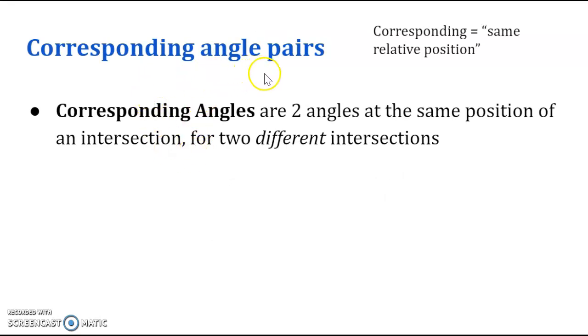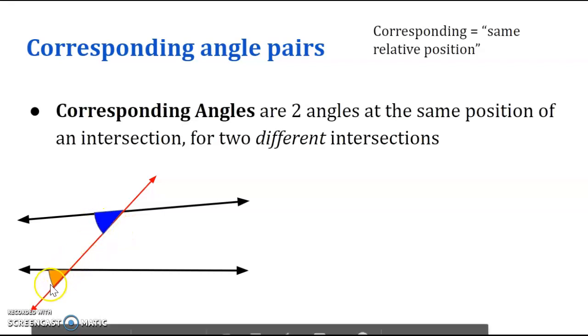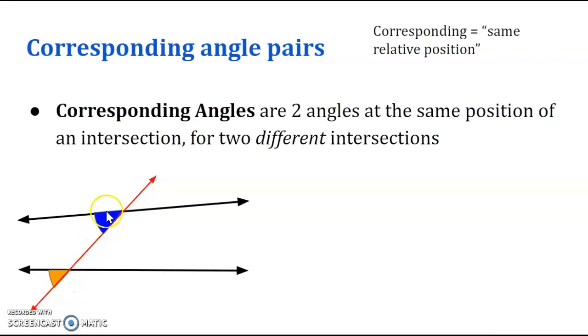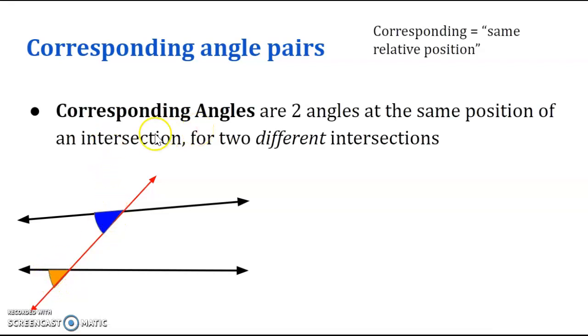So corresponding angles, that's what we're going to be starting off with. Corresponding angles are two angles at the same position of an intersection for two different intersections. This is where you are writing down this description in the pages that you've left. Okay, so here is the diagram, and you should see if you can shade the area that corresponds to the word corresponding angle. So can you do that as well?